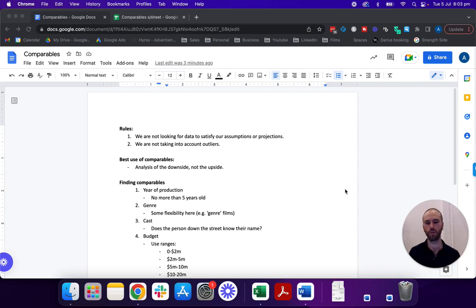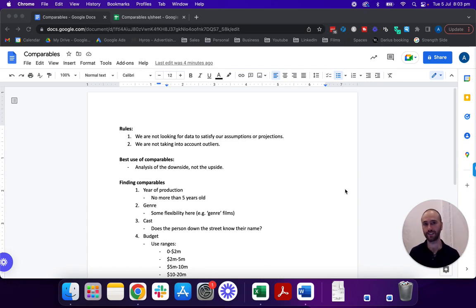Second one is we're not taking into account outliers. Part of this process isn't trying to find those films that hit that blue sky potential and go absolutely gangbusters. They're not the ones we're looking for. We're trying to find data that is a more accurate reflection of the potential risk in the project. And that's really the best use of comparables. It's an analysis of the downside, not the potential upside.